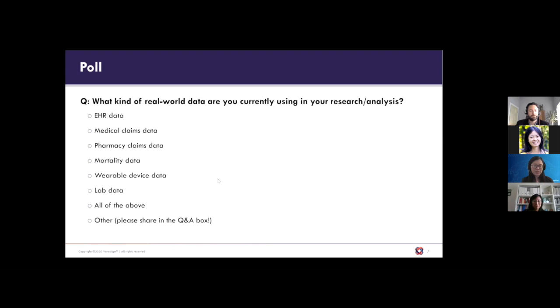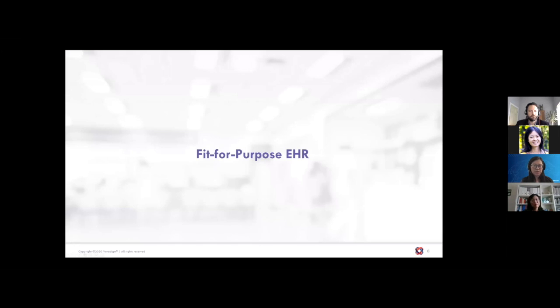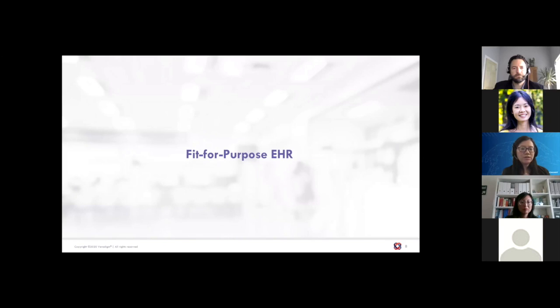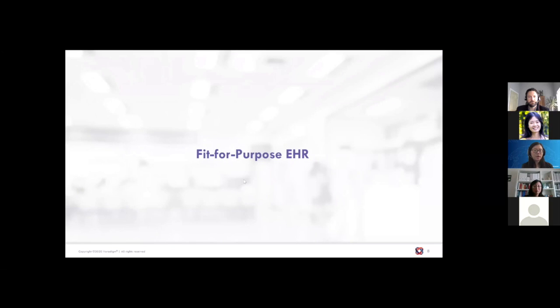So Stella, let's dive in to talk more about EHR data, especially its benefits and limitations. Veradigm has the industry's largest commercially available ambulatory EHR data set. And we know that EHR data has unique applications compared to other data types, such as claims. How does Veradigm make its EHR data fit for purpose in answering specific research questions?